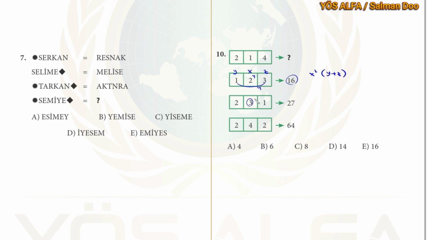So 3 squared is 9, and 2 plus 1 is 3. 9 times 3 is 27, and 4 times 16 is 64. So for this one, 4 plus 2 is 6, times 1 squared is again 6, so the answer is B.